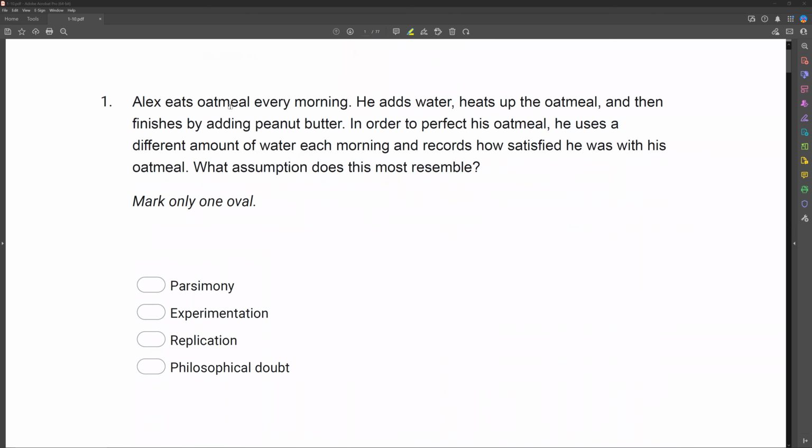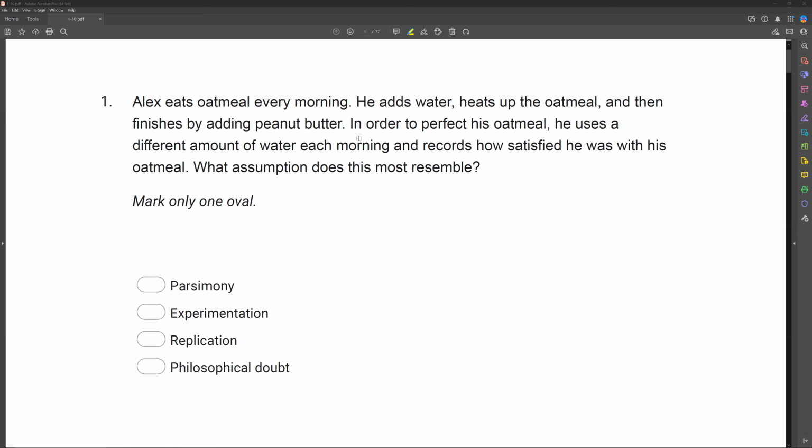Number one, Alex eats oatmeal every morning. He adds water, heats up the oatmeal, and then finishes by adding peanut butter. In order to perfect his oatmeal, he uses a different amount of water each morning and records how satisfied he was with his oatmeal. What assumption does this most resemble?